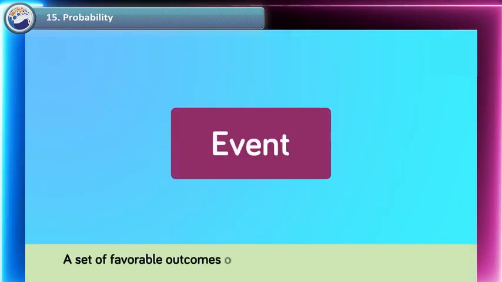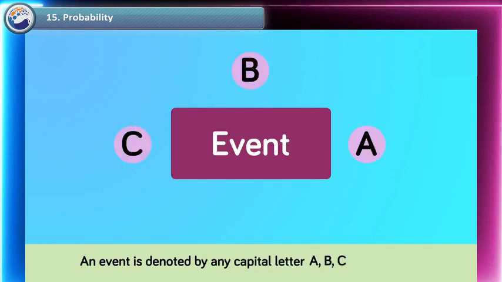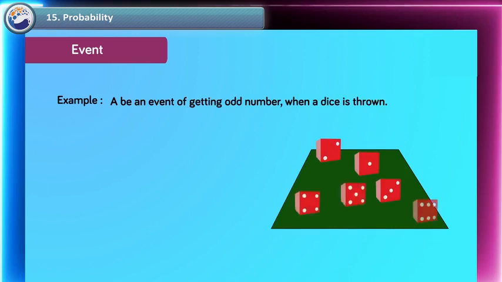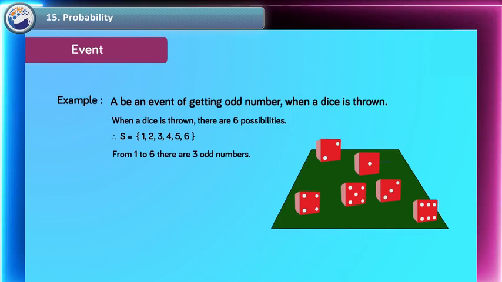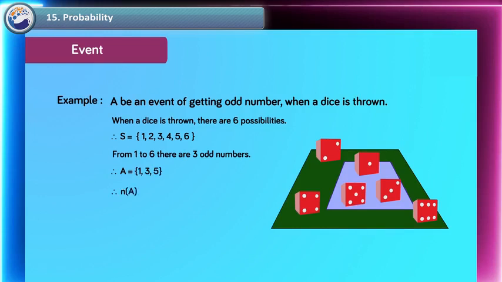Event. A set of favorable outcomes of a given sample space is an event. An event is defined by any capital letter A, B, C, etc. except S. For example, let A be an event of getting an odd number when a dice is thrown. Therefore, sample space S contains 6 elements. From 1 to 6, there are 3 odd numbers, that is 1, 3, 5. Then the favorable outcomes are A is equal to {1, 3, 5}. The number of elements in event A is denoted by n(A). Here, n(A) is equal to 3. We can clearly see that A is a subset of S.